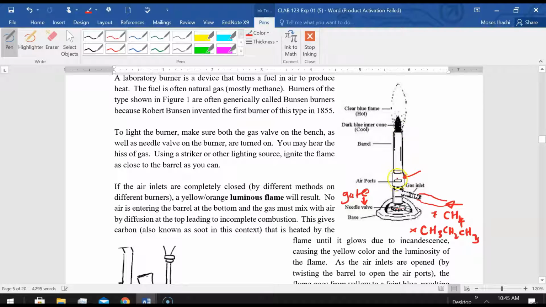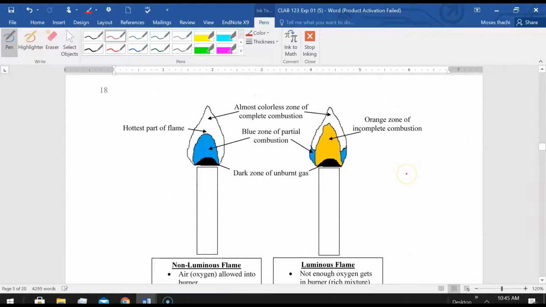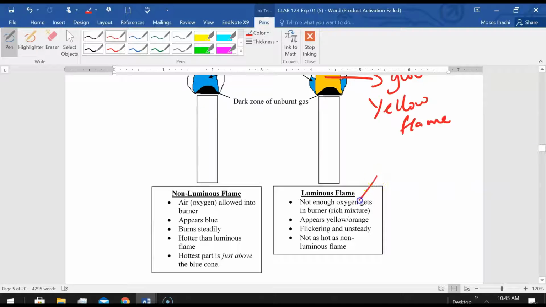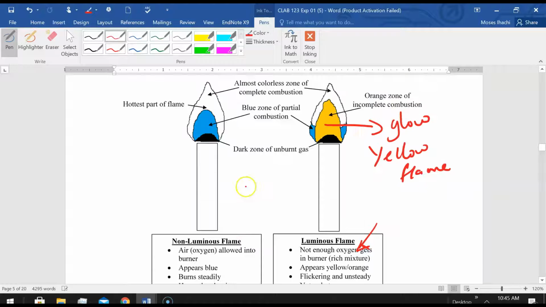So the more oxygen you get, the more carbons will be burnt from the formula, and the more heat you get. If you limit the amount of oxygen, some of the carbons will be incompletely burnt, and that's why you'll see the glow, what you guys see as a yellow flame. So the yellow flame implies there's not enough oxygen to burn all the carbons. For the blue flame, you have enough oxygen, so all carbons are burnt up. That's why the blue flame is hotter than the yellow flame.